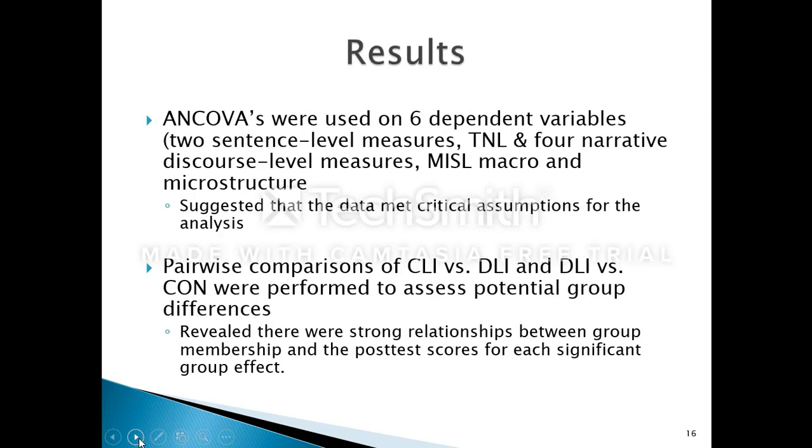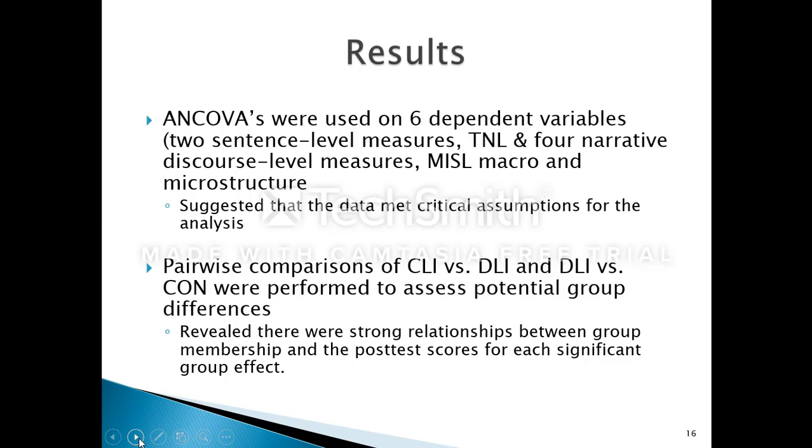Okay, now we'll discuss the results of the study. ANCOVAs and CABAs were used on 6 dependent variables, which were 2 sentence level measures, the test of narrative language, 4 narrative discourse level measures, and the monitoring indicators of scholarly language, or the MISL, its micro and macro structure. This suggested that the data met critical assumptions for the analysis.